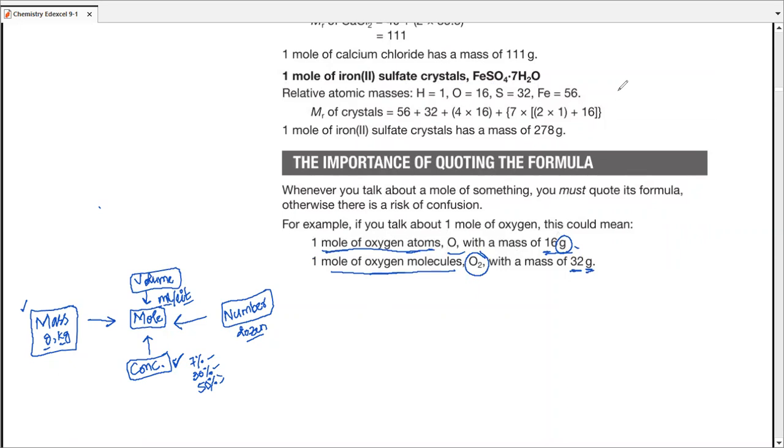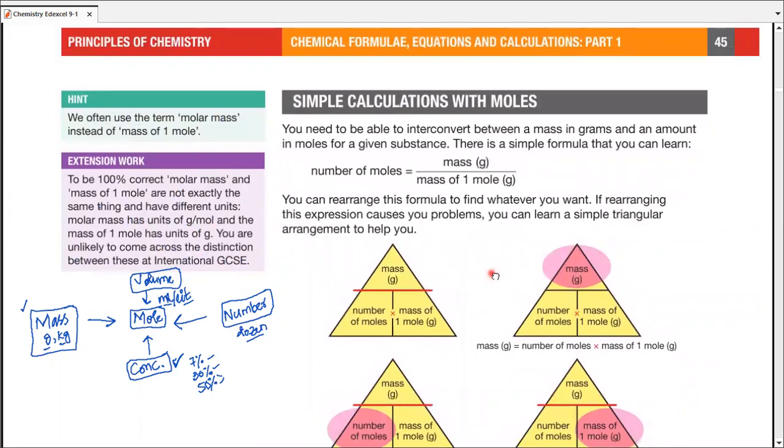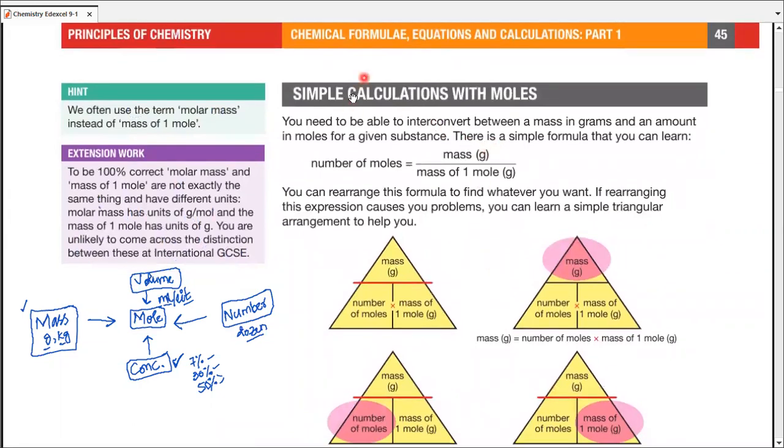This is another example for the same thing, but the formula is yet to come on the next page. We're going to see a few triangles, and working with those triangles is going to be really easy. Now, that's the formula you are going to memorize.